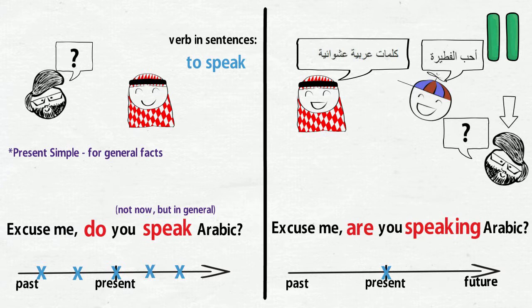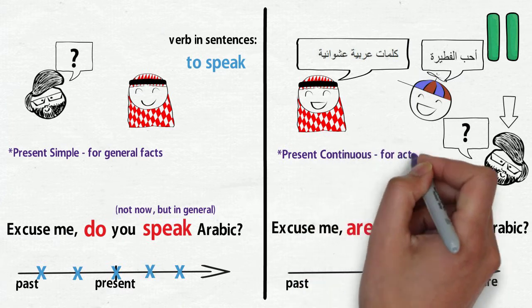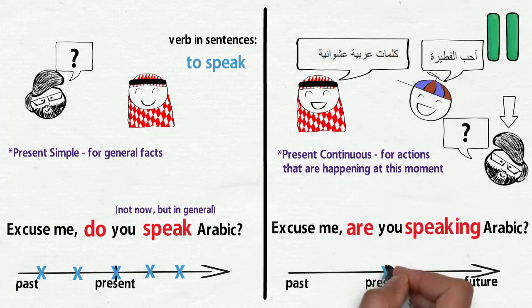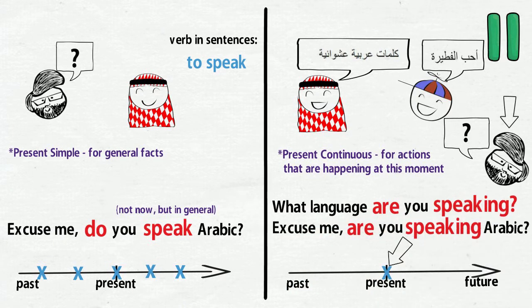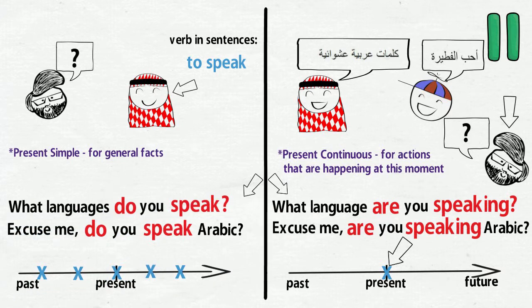Are you speaking Arabic? The key difference between these two situations is that here we are asking a question about what's happening right now. He can also ask, what language are you speaking? Without changing the message of the question. Now, if we wanted to turn this question into a question where we want to know a fact about the general number of languages this person speaks, we would have to use the present simple form of it. So it would be, what languages do you speak? Now, let's take a look at the second example.